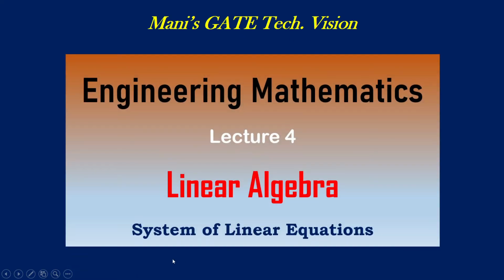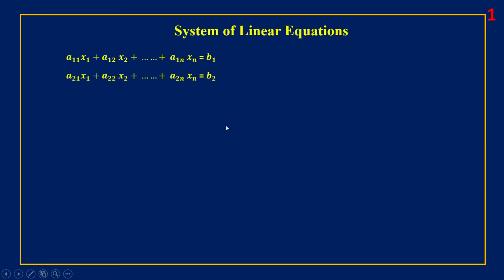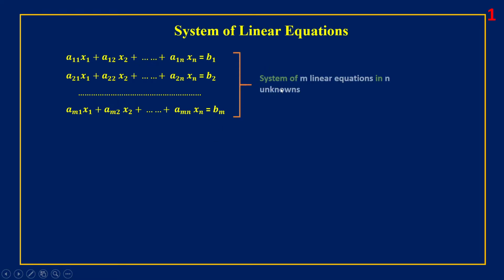In this lecture, I am going to present the system of linear equations from the topic linear algebra in engineering mathematics. System of linear equations. Here I have represented the equations a11x1 plus a12x2 plus up to a1nxn equal to b1. This is the first linear equation. Second linear equation, up to m number of equations are represented here. So this is a system of m linear equations in n unknowns.